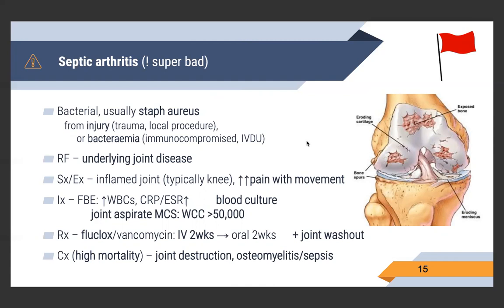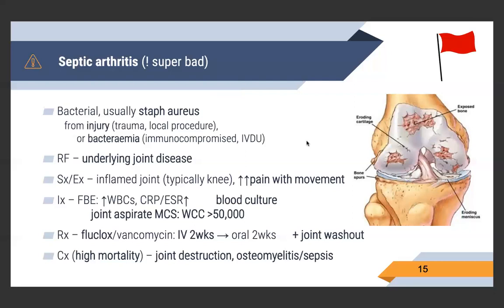How you treat it: because it's staph, you're going to give Flu-Clox. You might consider Vanc if it's resistant. Usually it's IV for a couple of weeks, and then you can do oral for a couple of weeks. And if it's getting really bad and eroded, then that's when you can do a joint washout as well. And as I said, this can literally kill them, so it's important we recognize it really early.